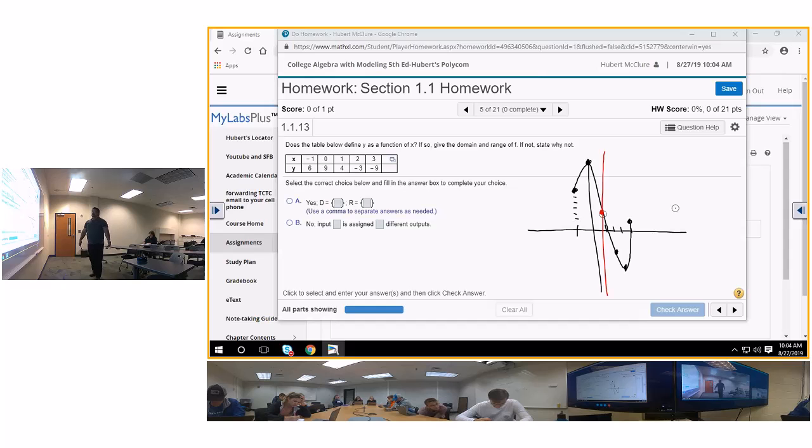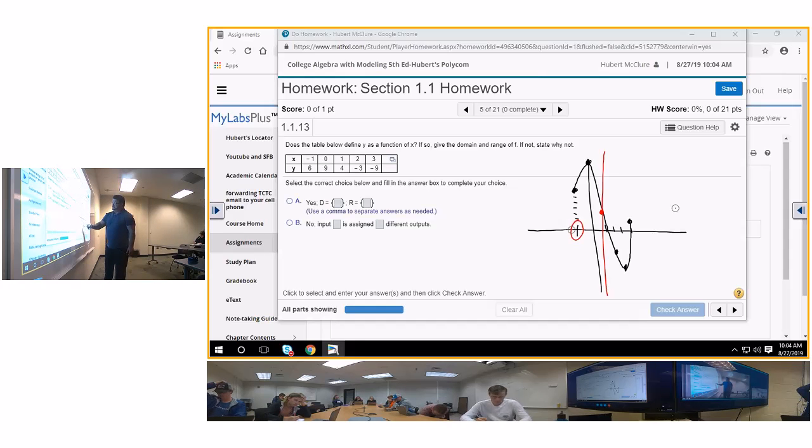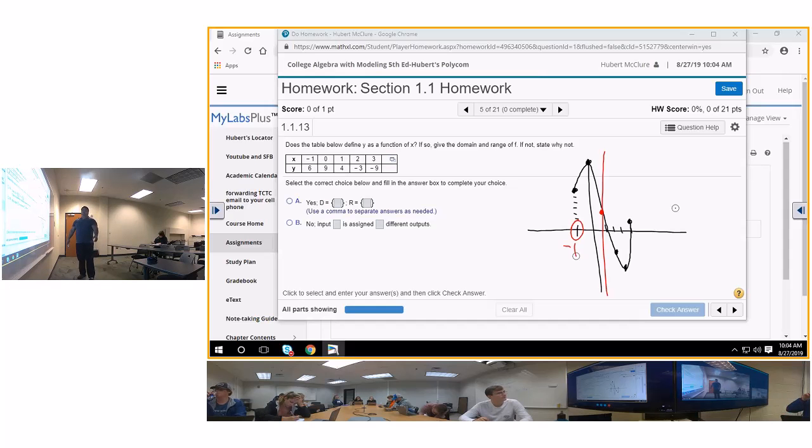The domain is -1. Which way do we read? Left to right, unless you're from the Middle East. Masalama, that means go in peace. 3 is right here. So my domain is from -1 to 3.